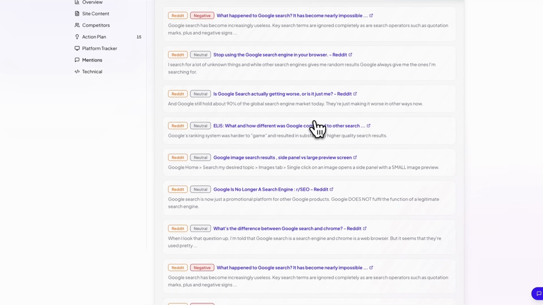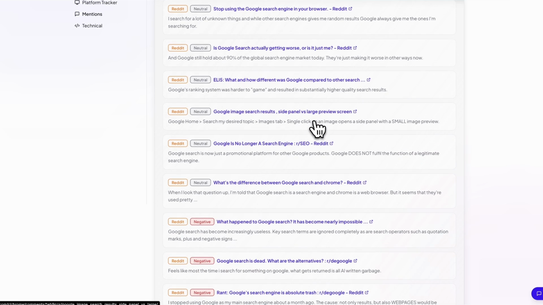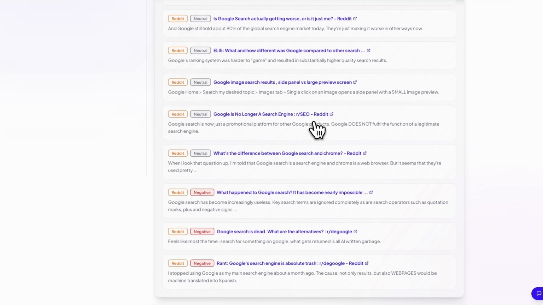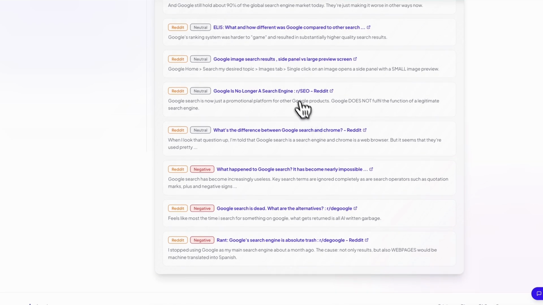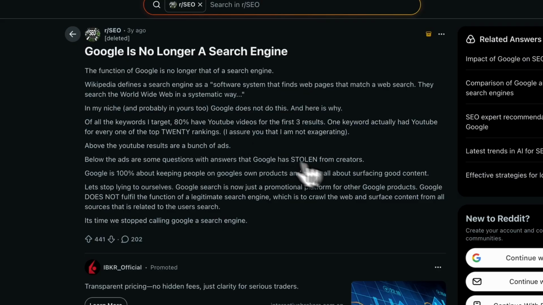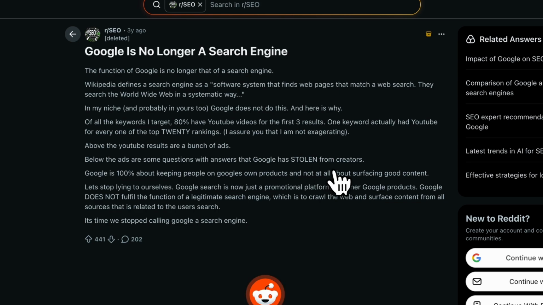Look at both the volume and sentiment of mentions. If your brand isn't being discussed or is mentioned negatively, that directly affects your visibility in AI responses. This tells you where off-site presence needs to be built, not just backlinks, but real discussions and references.